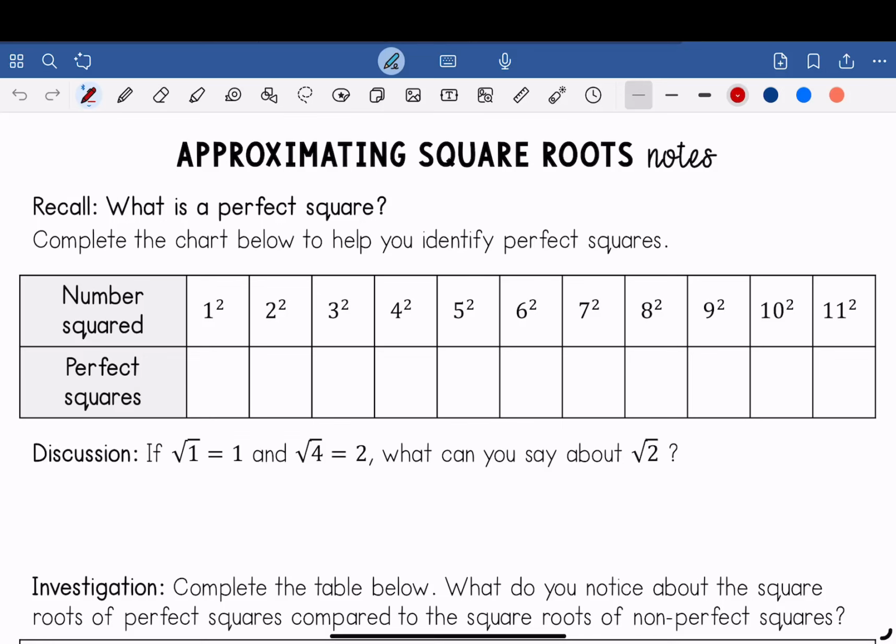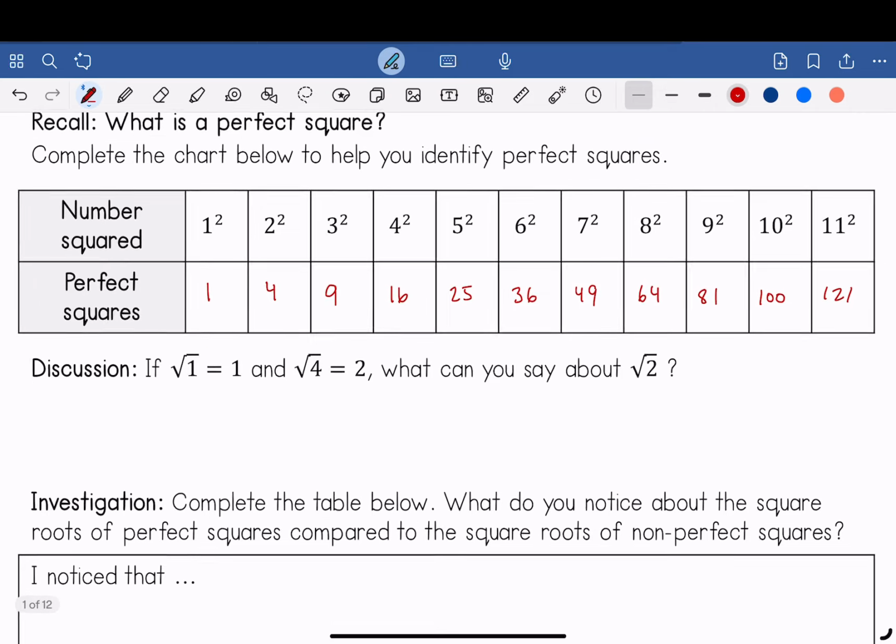Approximating square roots. Recall, what is a perfect square? Complete the chart below to help you identify perfect squares. So 1 to the power of 2 is 1, 2 to the power of 2 is 4, ... 121. And you can use this chart throughout the lesson to help you approximate square roots.